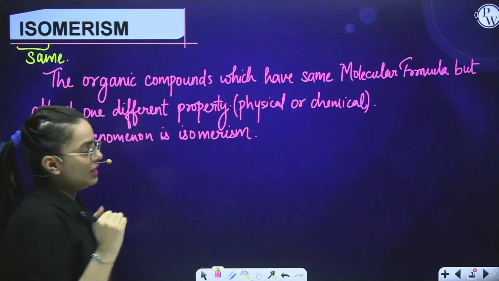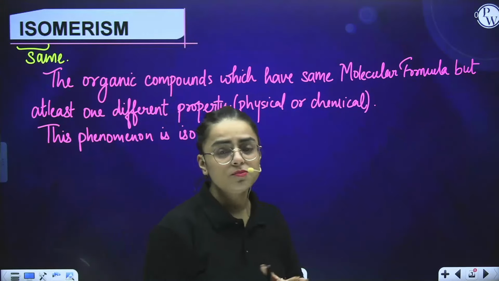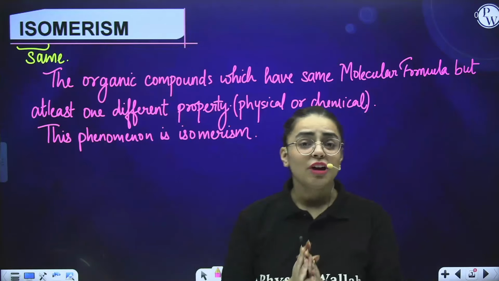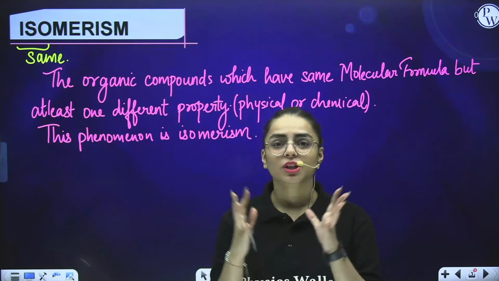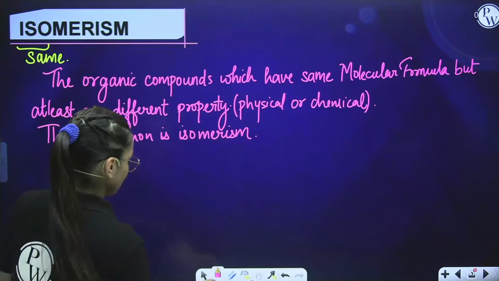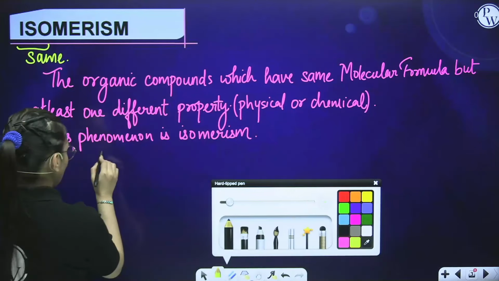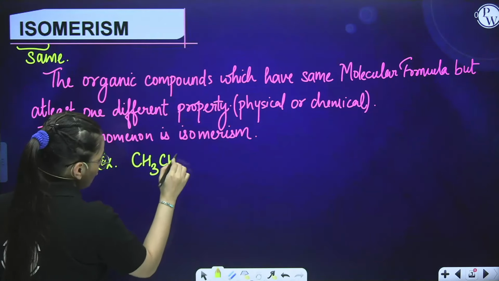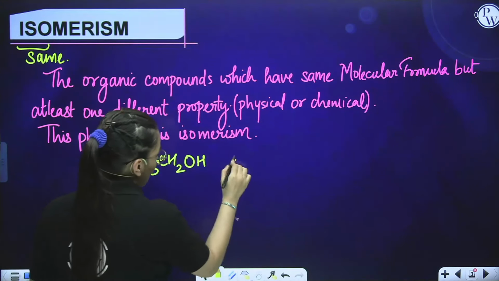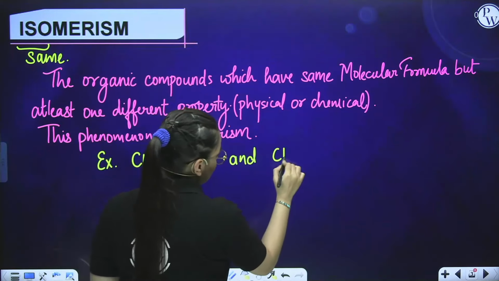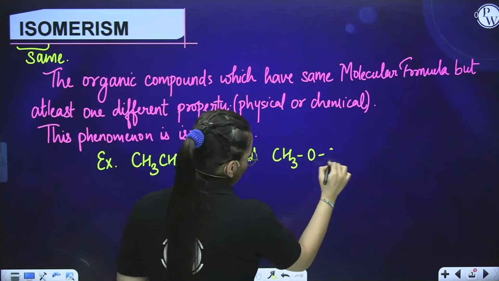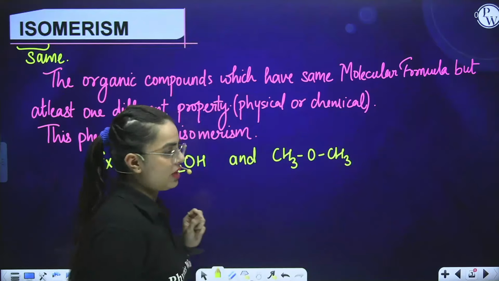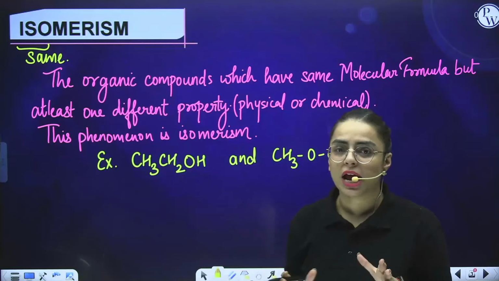Clear? Now, let us take one example for isomerism to clear you. If I take alcohol and ether, that would define it very correctly. See, I am taking an example of alcohol like CH3CH2OH, and ether, that is CH3OCH3. So this is my very first example that I'm going to explain for isomers.